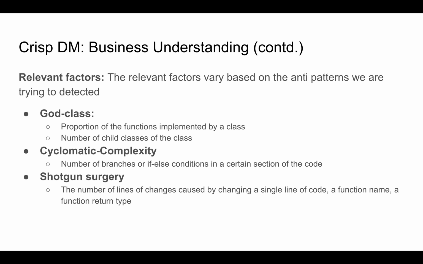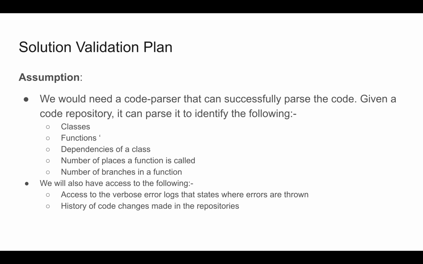What are the relevant factors? They would differ based on the kind of anti pattern that you want to detect. For God class, the proportion of the functions that are implemented by the class and the number of child classes would matter. For cyclomatic complexity, the number of if else conditions or the branches inside a certain section of the code. For shotgun surgery, the number of lines of code that require to be changed when we want to change one single line is of relevance.